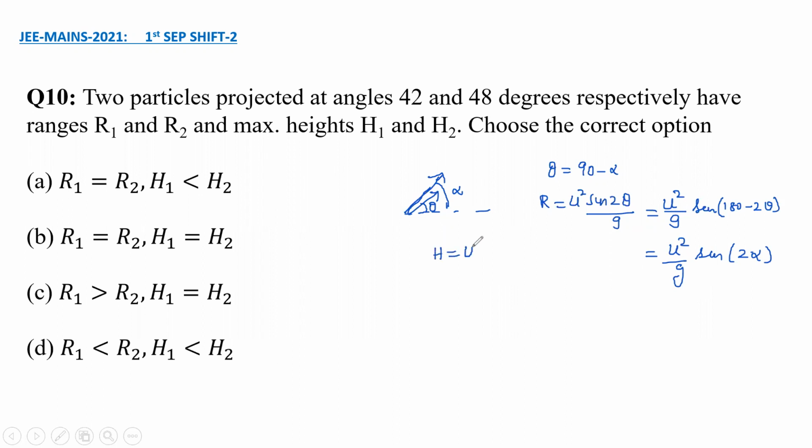And maximum height is u square sine square theta by 2g. Okay, that is h1, and h2 will be u square sine square alpha by 2g. Since theta is less than alpha, automatically h1 will be less than h2. Okay, so option A is the correct answer. I hope you are clear with this.